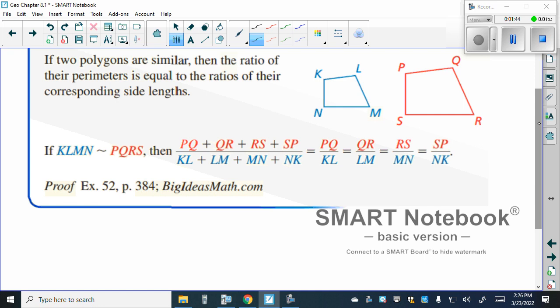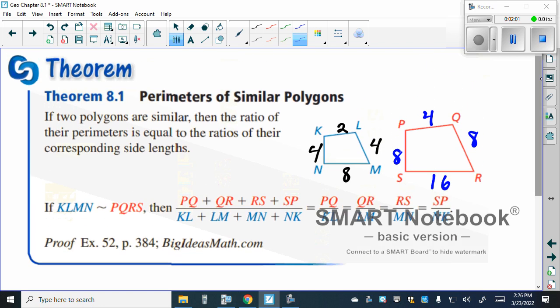Well, let's just say 2, 4, 8, let's call it 4. And over here we have 4, 8, 16, 8. Now, if we compare their perimeters, so we'll put the smaller one on top. It would be 2 plus 4 plus 8 plus 4. The bigger one, we would have 4 plus 8 plus 8 plus 16.